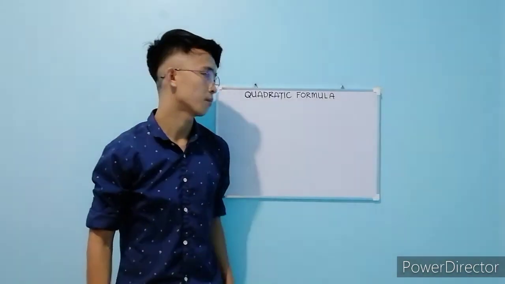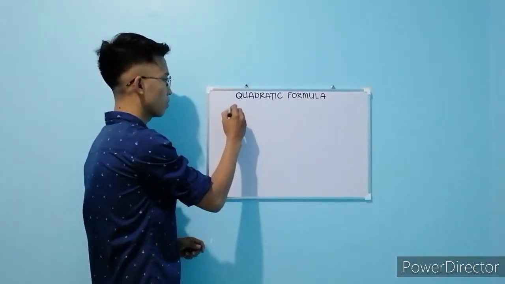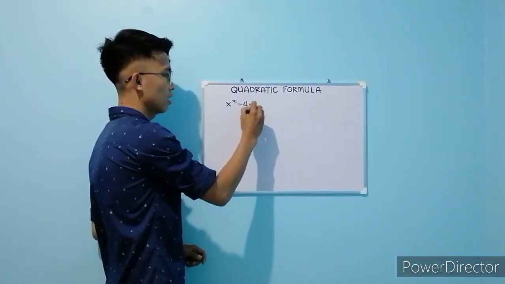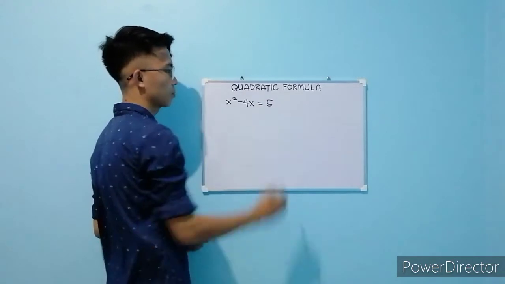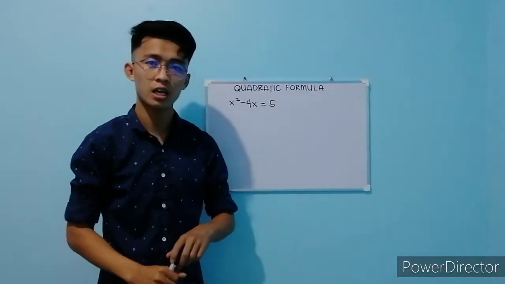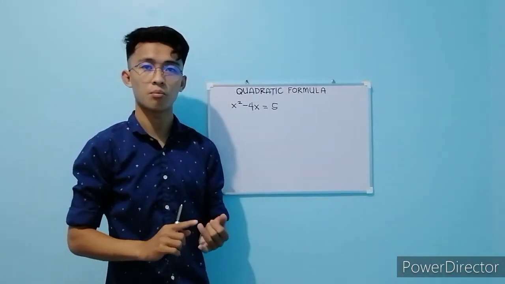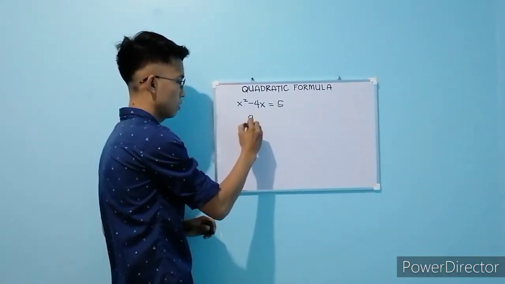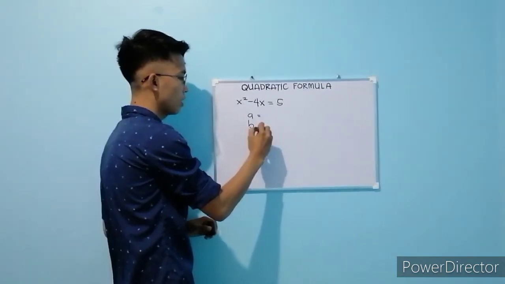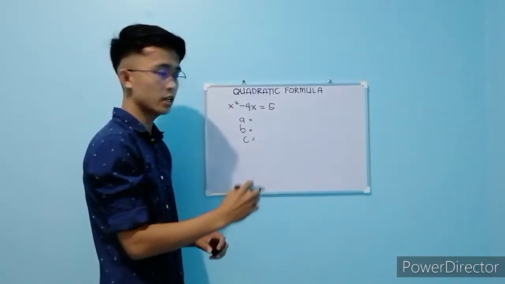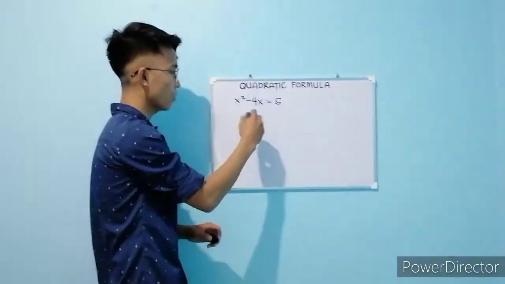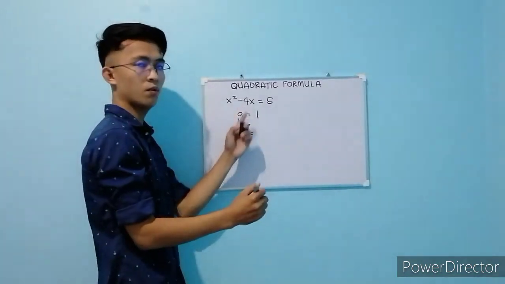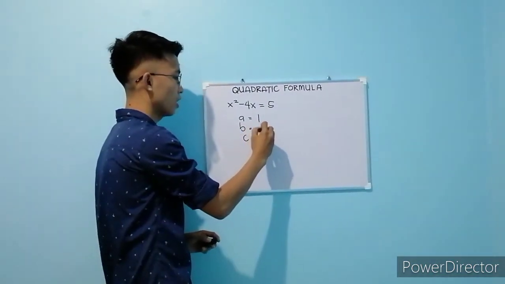Okay, let's do another example. Suppose we have this equation: x squared minus 4x is equal to 5. Let's now identify the values of a, b, and c. What do you think is the value of a? The value of a is the coefficient of x squared, which is 1. How about b? It is the coefficient of x, very good, we have negative 4.